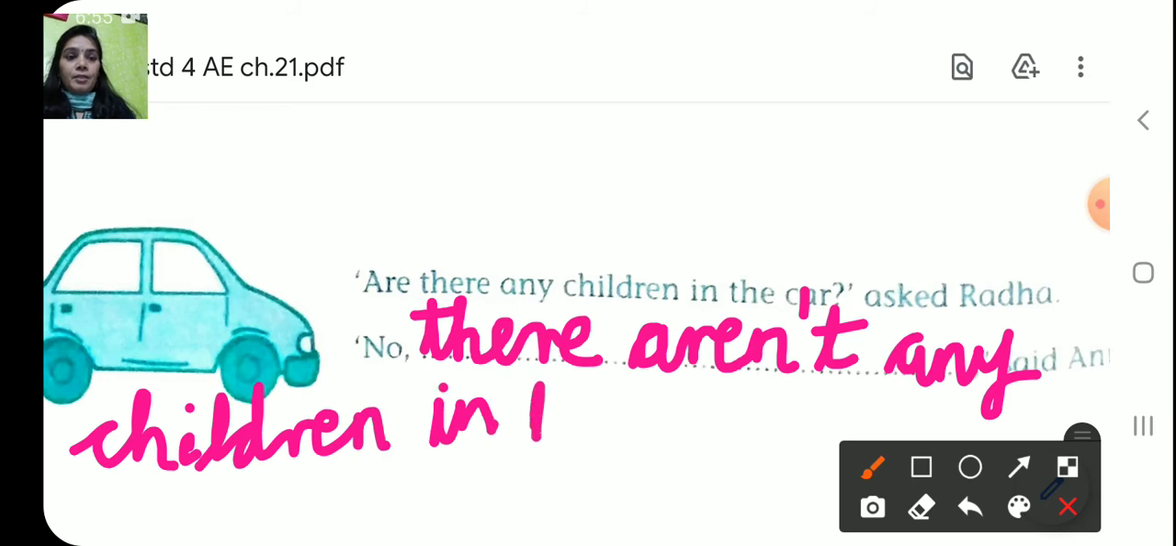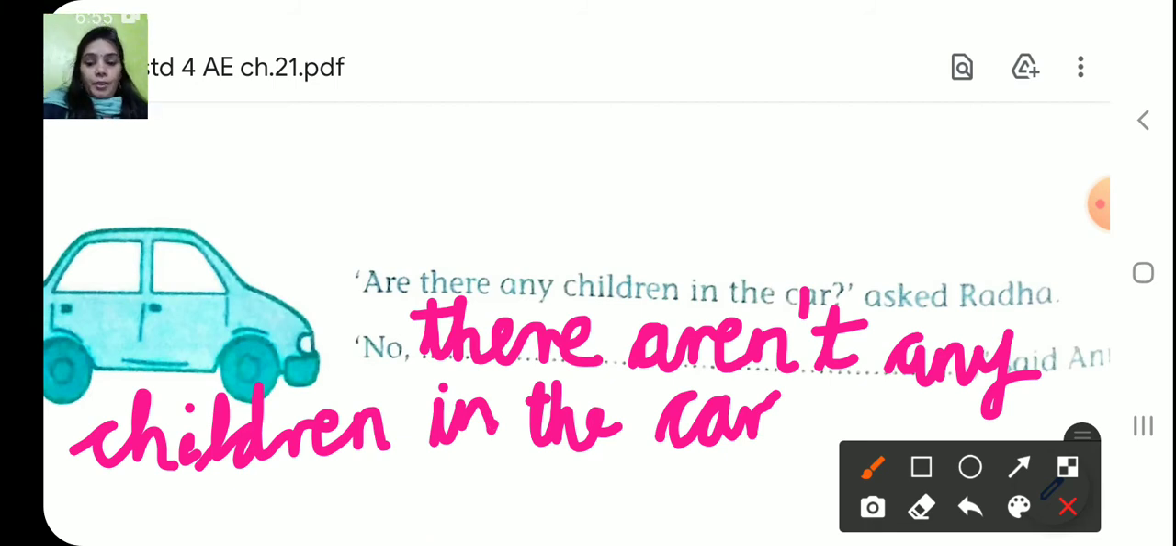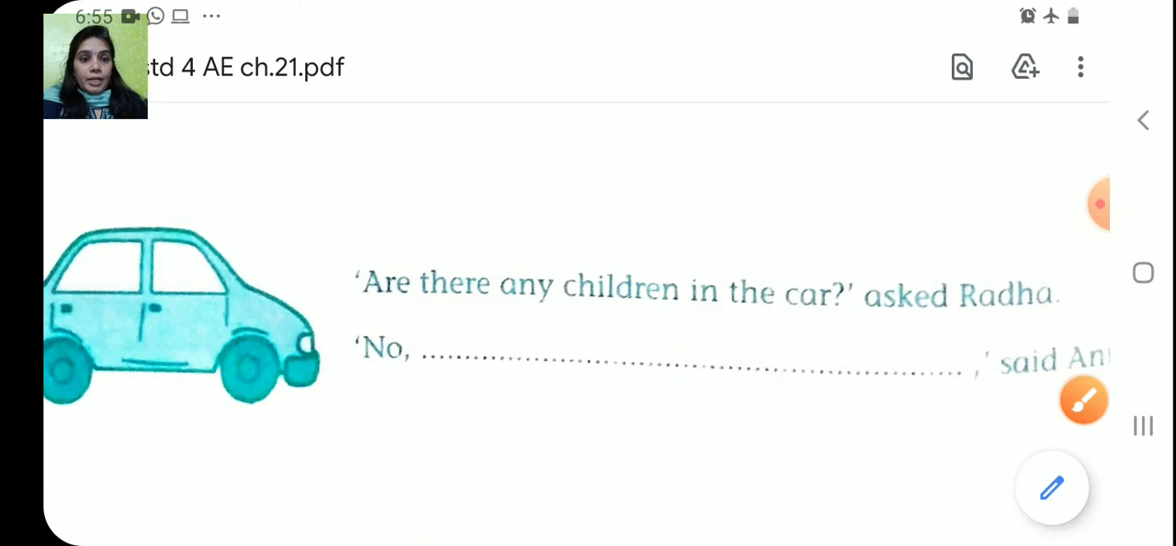in the car, said Anu. Okay, it is so simple. No, there aren't. You can fit all these words in that given line in your book. Okay, so you're not going to write in 2 lines. So no, there aren't any children in the car. Now let's move on to the next question.